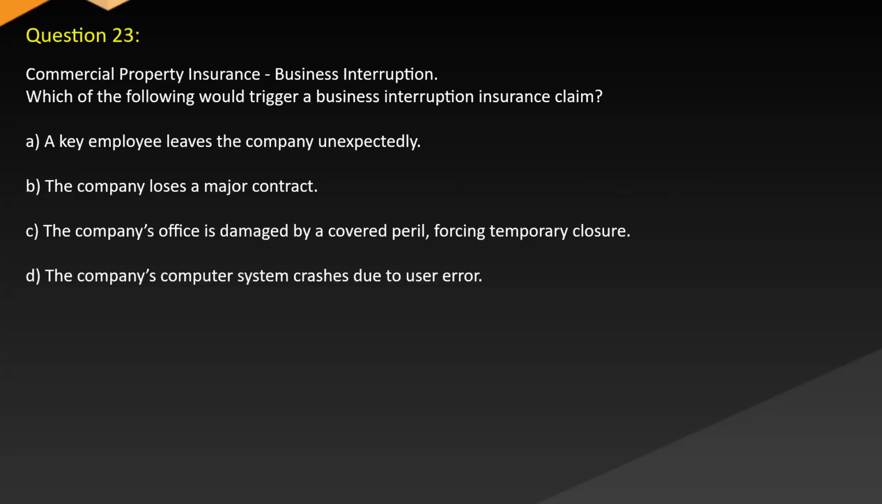Question 23. Commercial property insurance. Business interruption. Which of the following would trigger a business interruption insurance claim? A. A key employee leaves the company unexpectedly. B. The company loses a major contract. C. The company's office is damaged by a covered peril, forcing temporary closure. D. The company's computer system crashes due to user error.